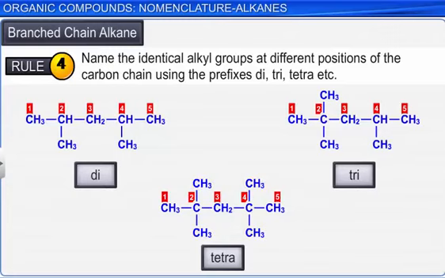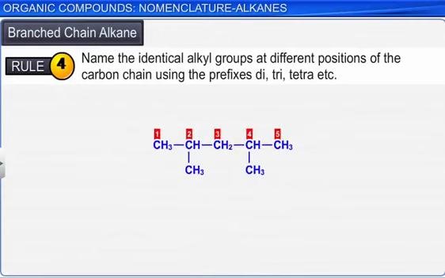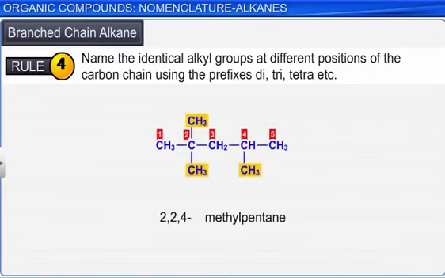For example, while naming the following compound that has 2 methyl substituents at 2 and 4 positions, the prefix di is used. Hence, the name of the compound is 2,4-dimethylpentane. Similarly, prefix tri is used while naming the following compound. Hence, the name of this compound is 2,2,4-trimethylpentane. The position numbers of the substituents are separated by comma.